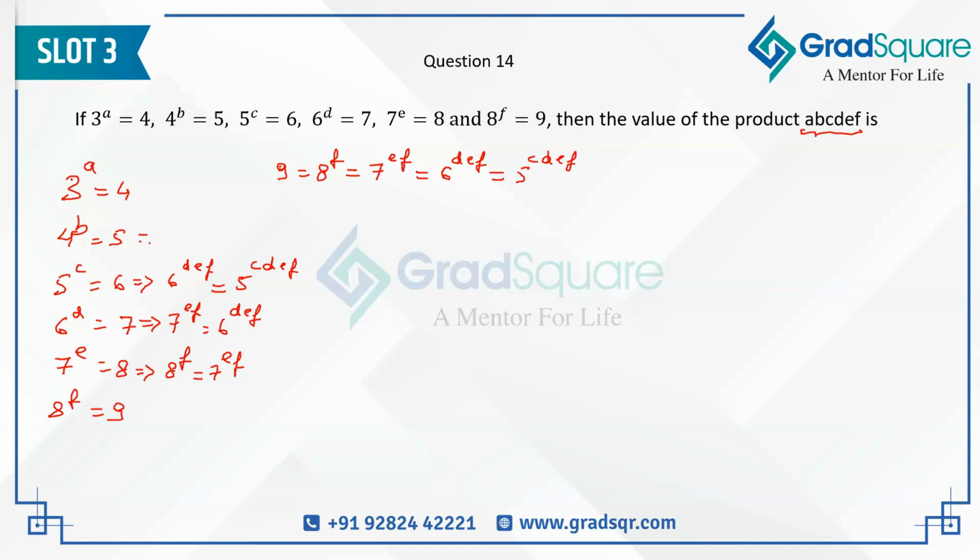Now once again, over here we will do the same thing. 5 to the power of cdef will give me what? 4 to the power of bcdef. Now if I get 4 to the power of bcdef, it will become what? 3 to the power of abcdef, right? And look at this. At the end, you had a 9. So what will happen to abcdef? It will become equal to 2, right?